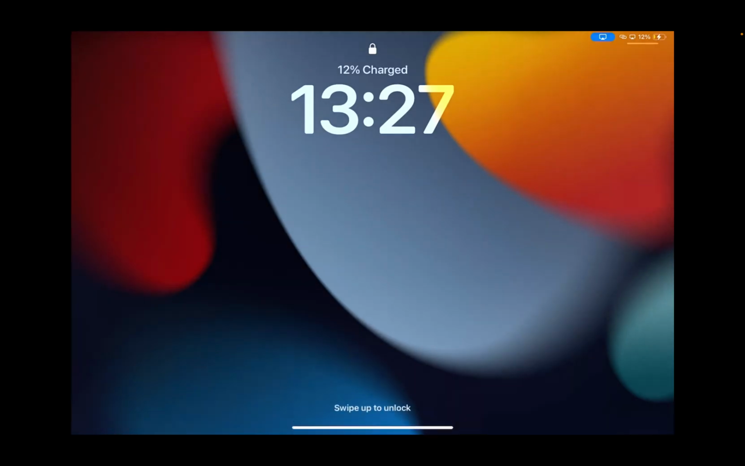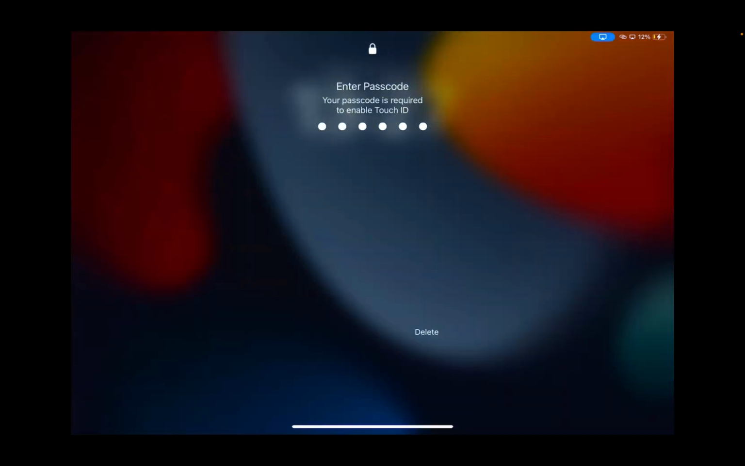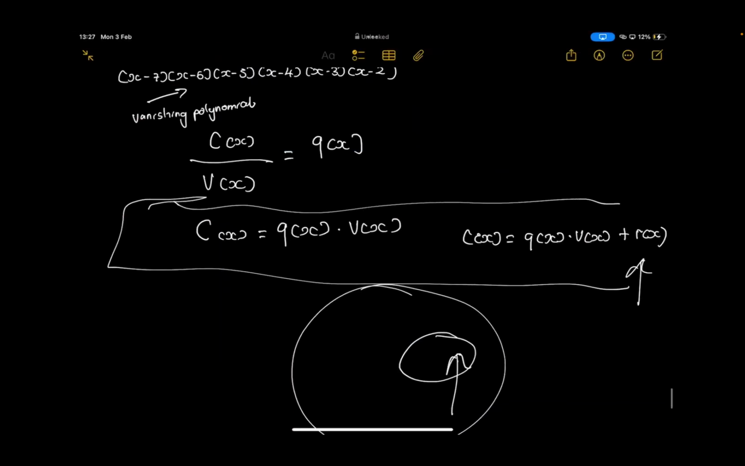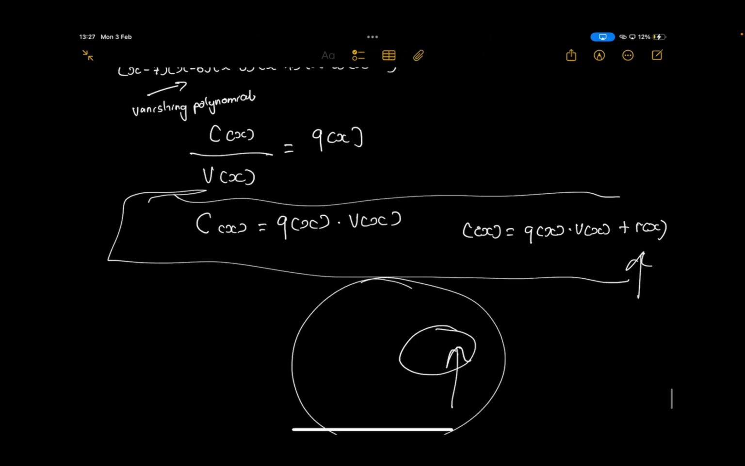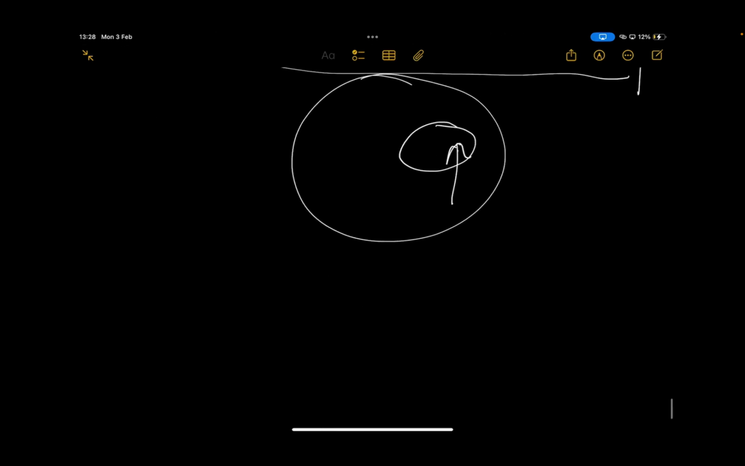So can you explain that C of X again? Yeah, that's C of X. You said dividing by that vanishing polynomial will not give us a remainder. But this C of X was equal to F of X minus F of X minus 1 minus F of X minus 2, right?